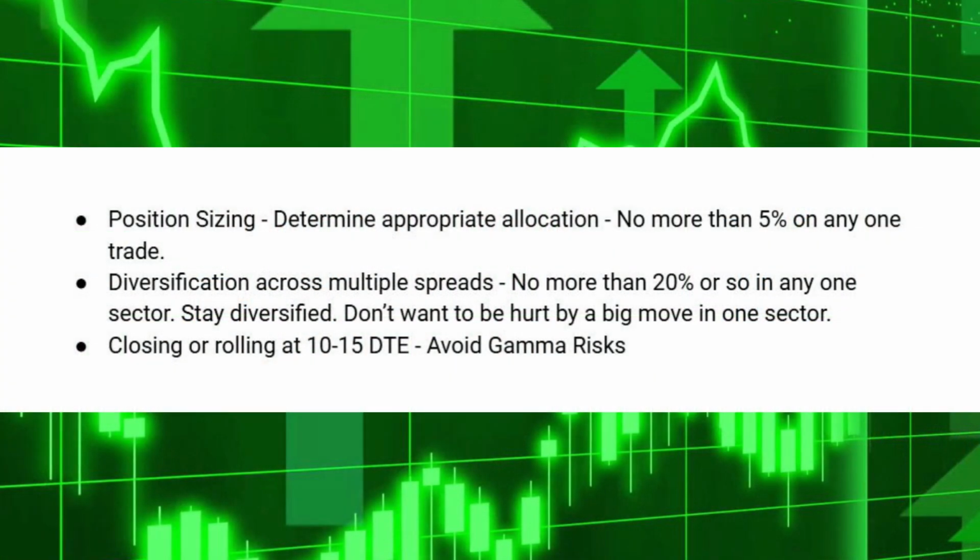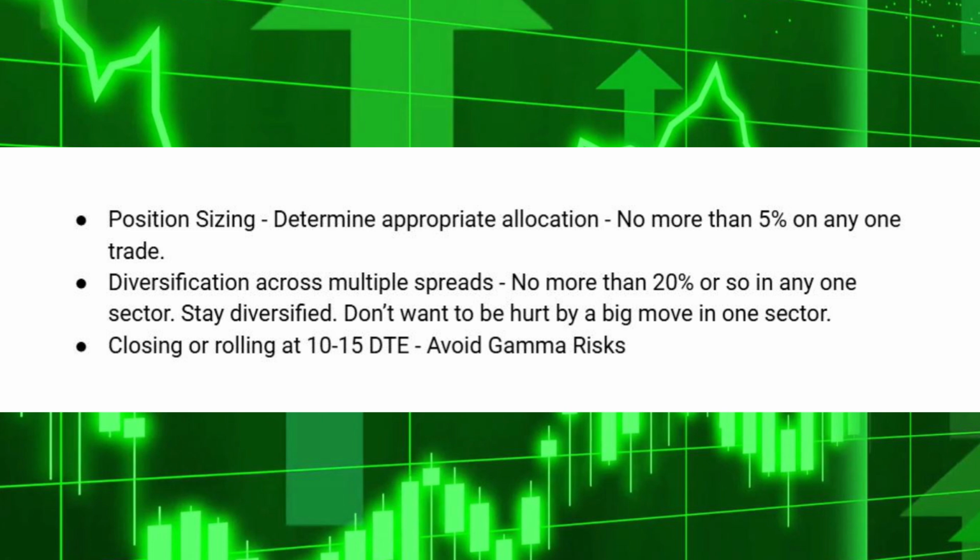Hey Darren, isn't this risky? How do we manage risk? Well, position sizing is number one. We want to determine the appropriate allocation in our portfolio. So I don't like to place any trades that are more than 5% of my portfolio on any one option trade. So depending on that and the size of your account, you may have one lot on, or two lots, or three lots.